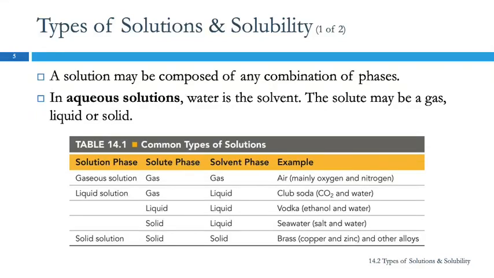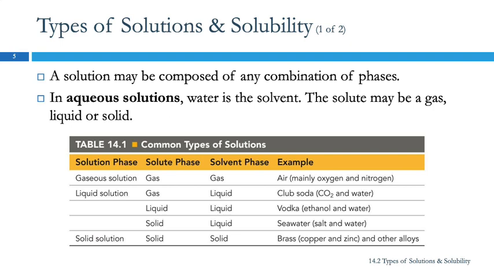Types of solutions. There are a lot of different types of solutions. You can have any combination of phases. We tend to think of a solid dissolved in a liquid, but you can have a gas dissolved in gas. An example of that is air. A gas dissolved in liquid: soda, anything that is fizzy. You can even have a solid dissolved in solid.